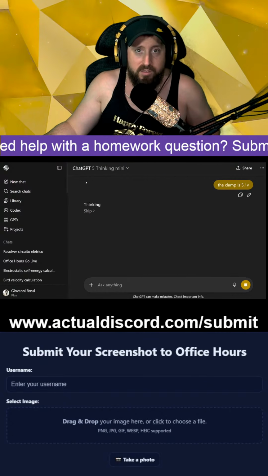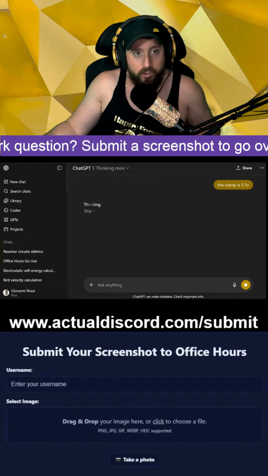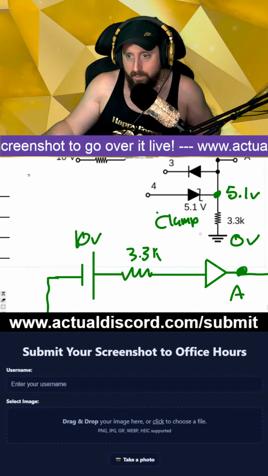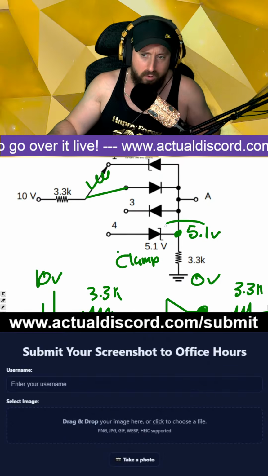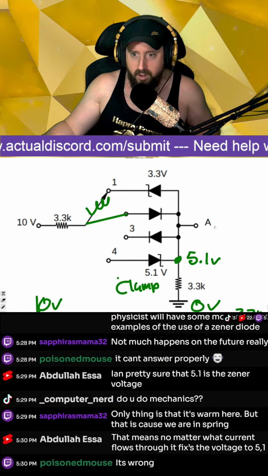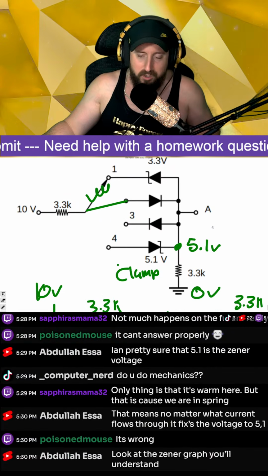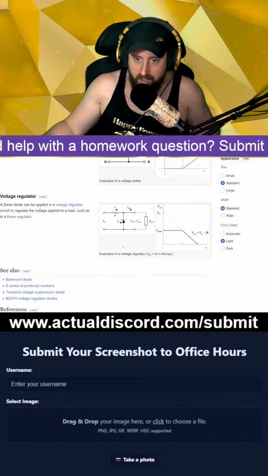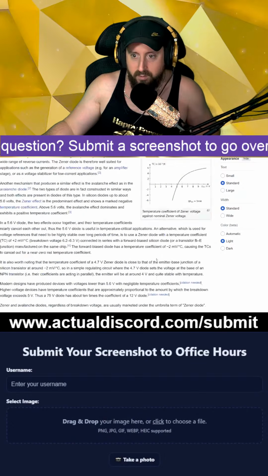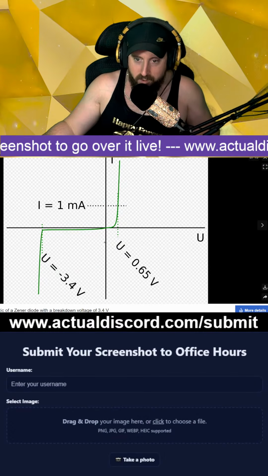Oh, okay. Abdullah says no matter what current flows through it, it fixes the voltage to 5.1 volts. Oh, okay. So if this is always at 5.1 volts, right? Look at the Zener graph, you'll understand. Yeah, I think we were looking at this. Is this the Zener graph you guys are talking about?